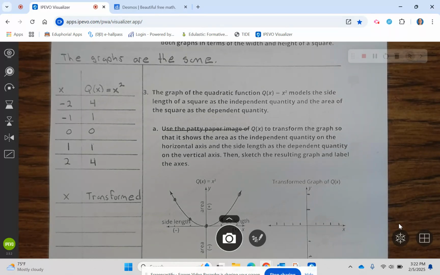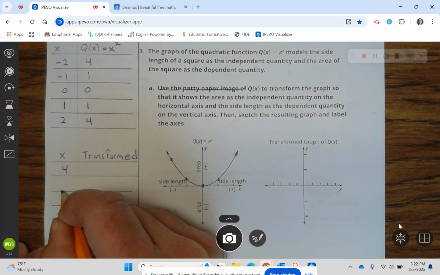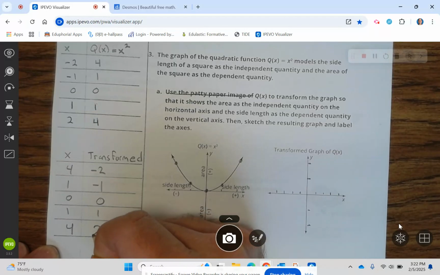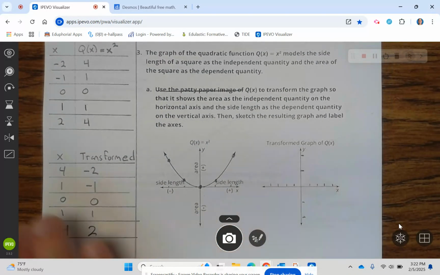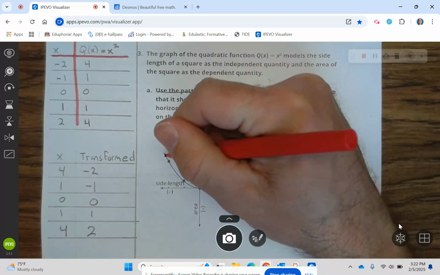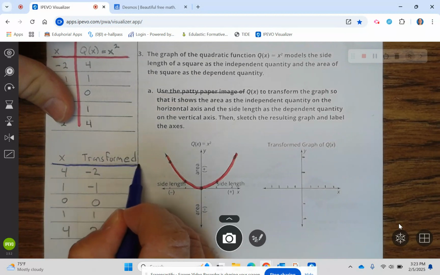3, the graph of the quadratic function Q of x equals x squared models the side length of the square as the independent quantity and the area of the square as the dependent quantity. So here are our table values. These table values correspond to this graph, okay? So here, the next part, we need to switch the x and y values, okay? So this becomes 4, 1, 0, 1, 4, and this becomes -2, -1, 0, 1, 2. So this corresponds to this graph. And then this will correspond to the other graph.